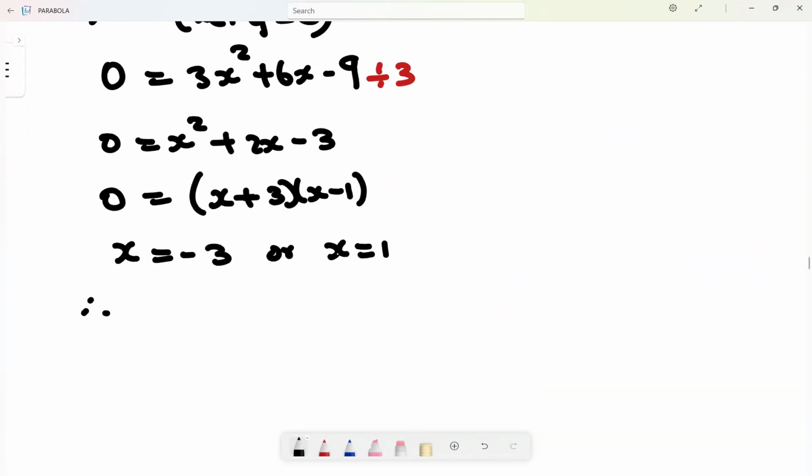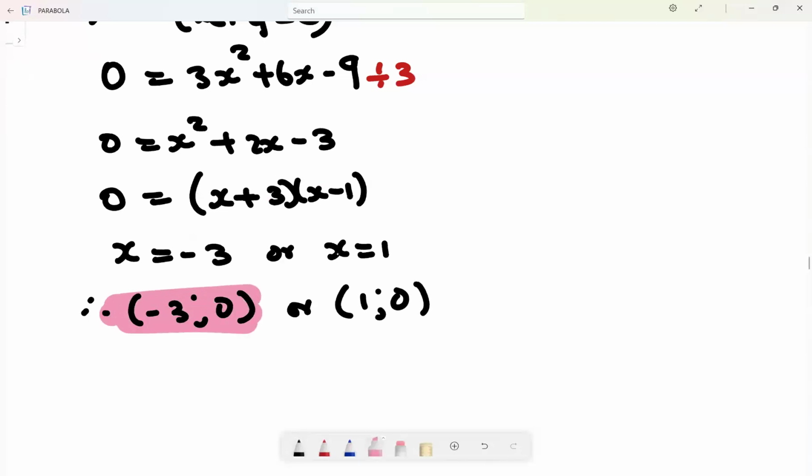But therefore, it tells me that if x is equal to -3, y is 0, or when x is 1, y is equal to 0. These are the most fundamental points that I was looking for, actually.